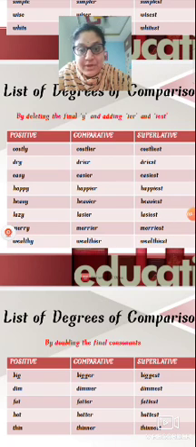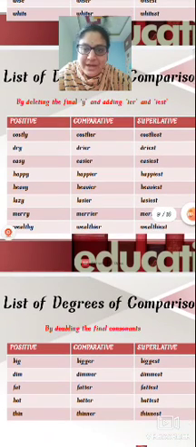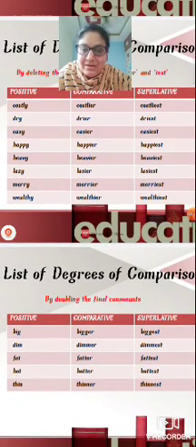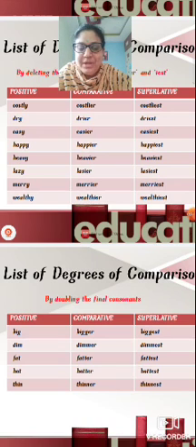Heavy, heavier, heaviest. Lazy, lazier, laziest. Merry, merrier, merriest. And wealthy, wealthier, wealthiest, right? So we have removed the Y, and then we have added the IER and also IEST, right? So that becomes wealthy, wealthier, and wealthiest.